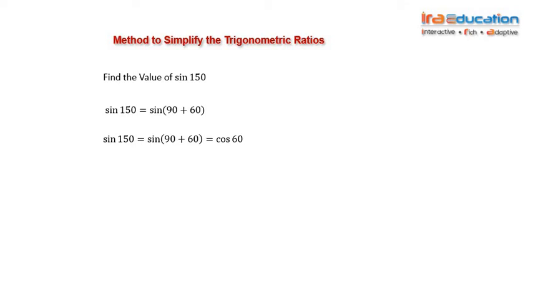Now look for the sign of the trigonometric function, as 90 plus 60 lies in second quadrant and sine is positive in second quadrant. Therefore, we can say that sine 150 is equal to sine of 90 plus 60, which equal to cos 60, which is equal to 1 over 2 or half. Implies sine of 150 is equal to half.